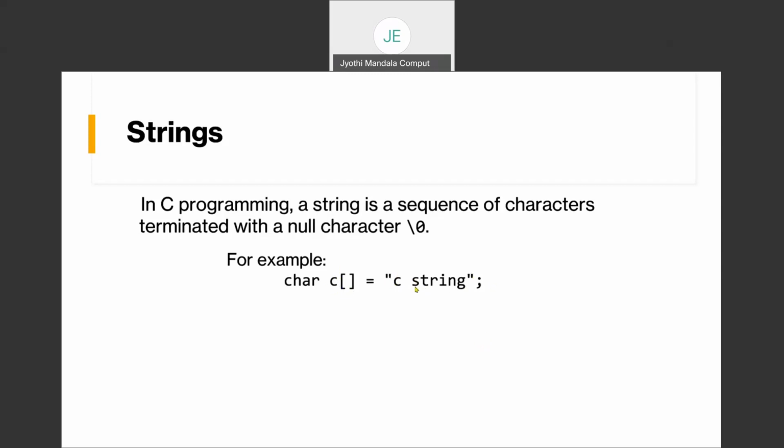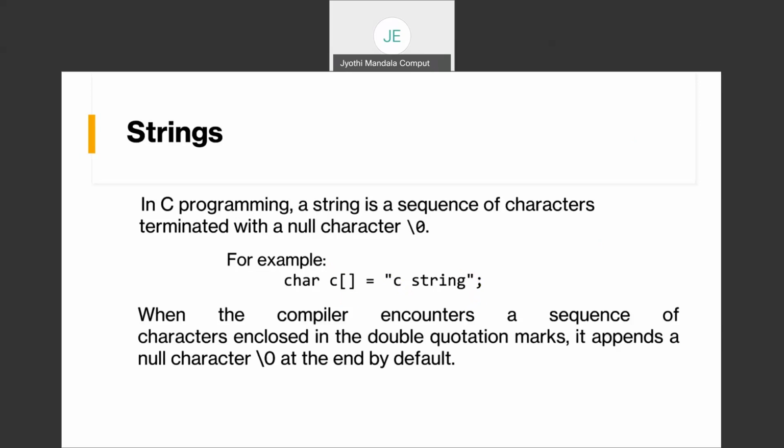I'll repeat once again. If you are storing more than one character, it will obviously be an array, so you need to put it in double quotes. But if you are storing only a single character, then it should be stored in single quotes. In such a case, an array is not required. Why? Because you are storing a single value. Got it? Now here in this example, you can see "C string". If you are storing like this, then the compiler will store this sequence of characters, C space string, in the memory, and in the end it appends the \0.